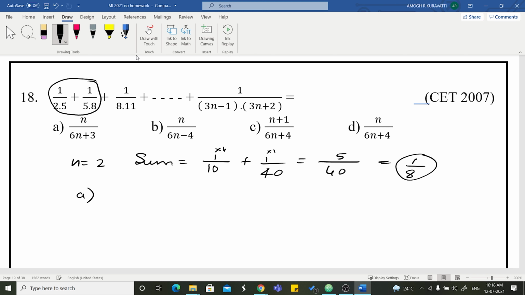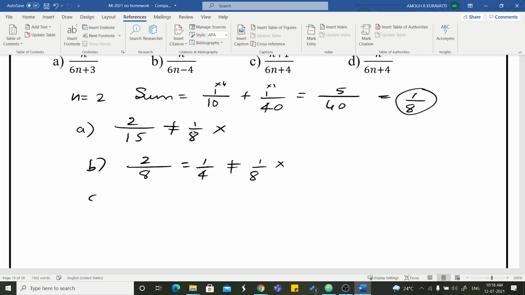If you take option A, n is 2. 2 by 6 into 2, 12. 12 plus 3, 15, which is not equal to 1 by 8. Option A is wrong. Option B, n value 2. 2 by 6 twos are 12 minus 4, 8. 2 by 8 is 1 by 4, which is not equal to 1 by 8. Option B is wrong. Then option C.